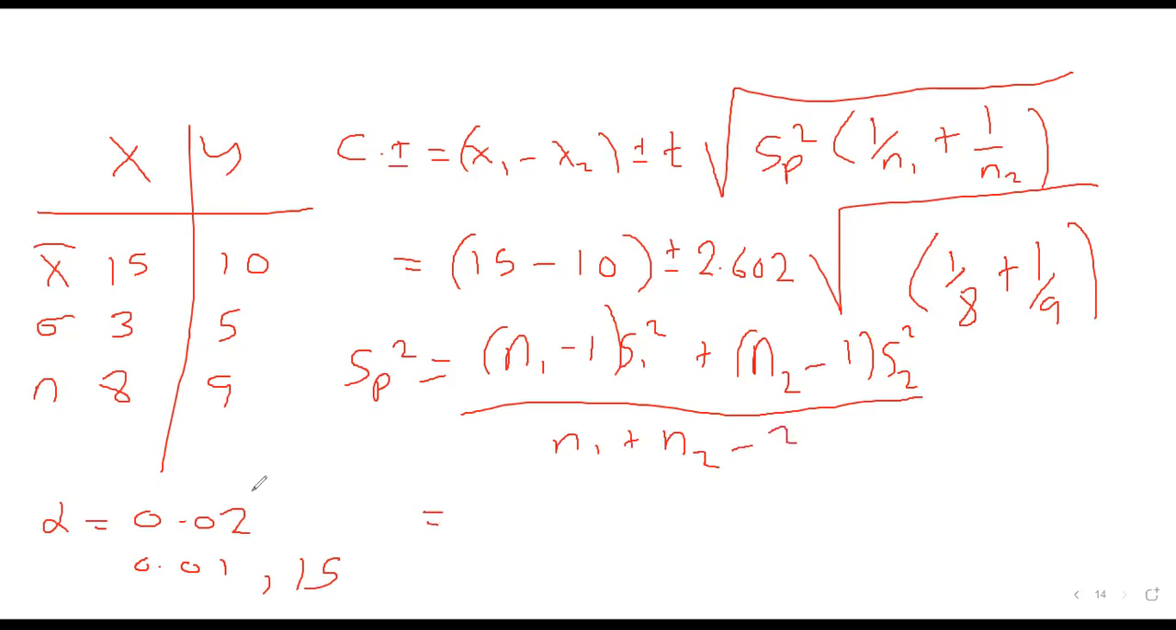So what is our N1? 8. 8 minus 1, 7. Times the standard deviation is what? 3. 3 squared. Be mindful, sometimes the examiner may put squared there, so meaning you don't need to square it here. Plus sample size 2, 9. 9 minus 1, 8. 8 times the standard deviation, which is 5. 5 squared. Over N1 plus N2 minus 2, which is the degree of freedom itself, 15. So 8 plus 9, 17 minus 2, 15. So what do we get here? Please have your calculators quickly nearby.